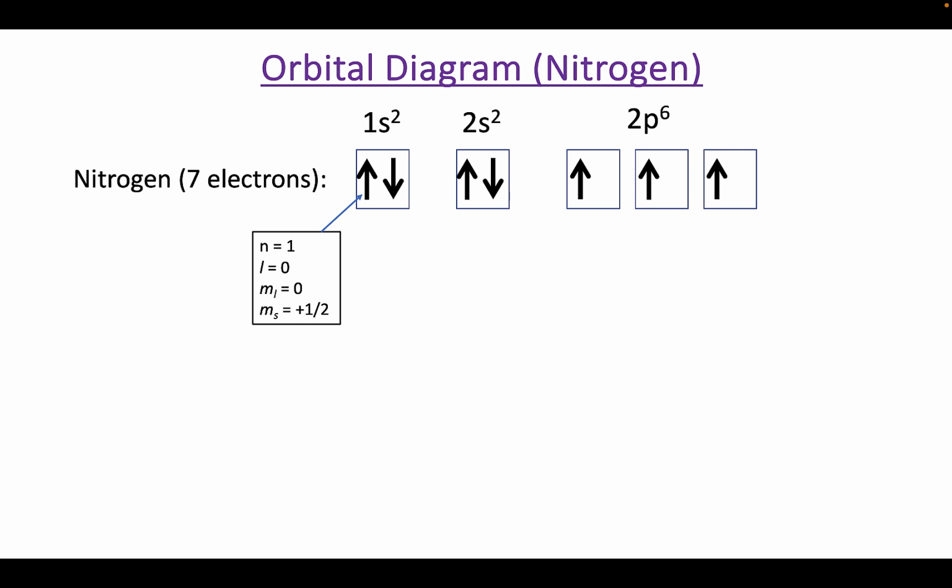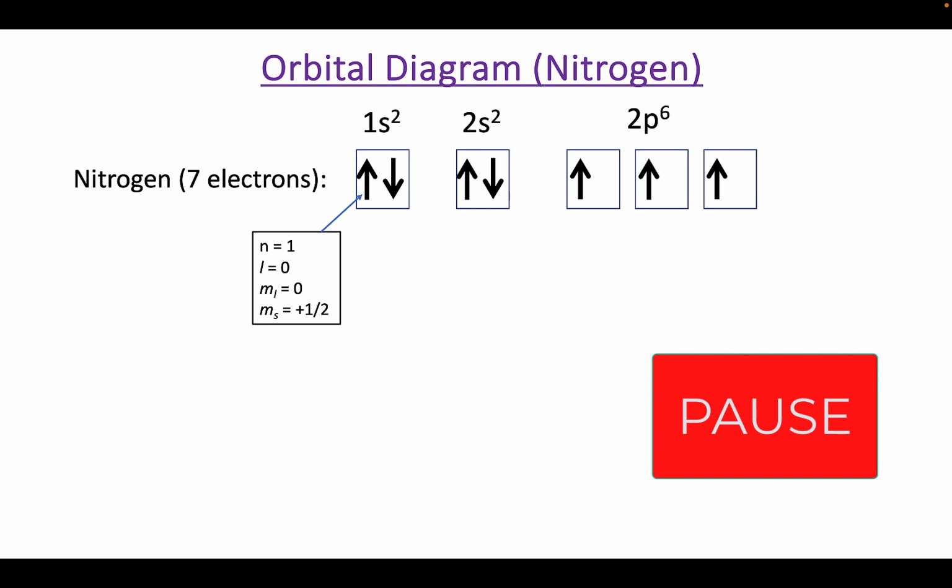And ms here for this one, it's pointing up. We'll call it positive 1/2. For the next one, maybe go ahead and pause the video here and see if you can conclude what the different quantum numbers for the downward arrow in 1s should be in this case.